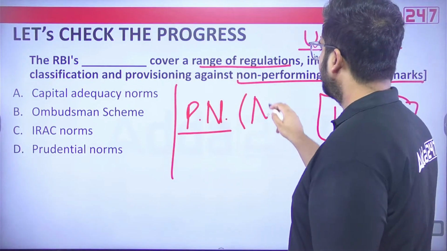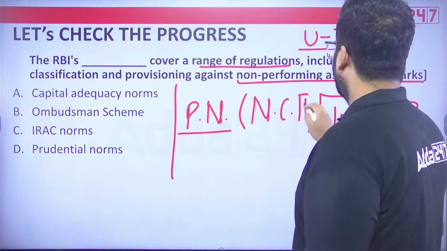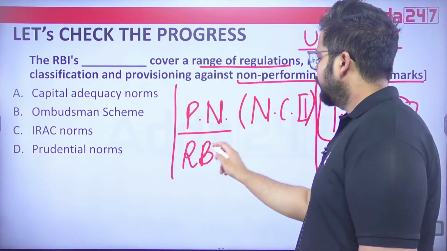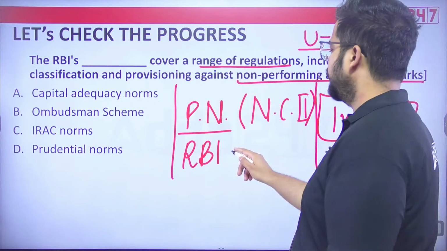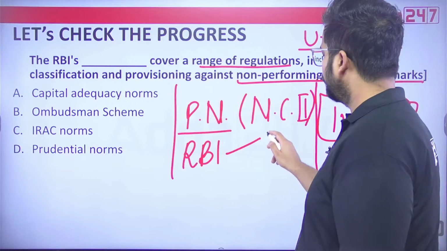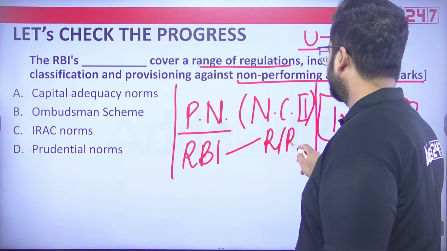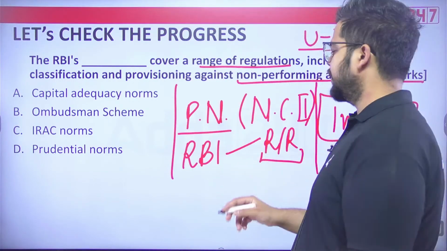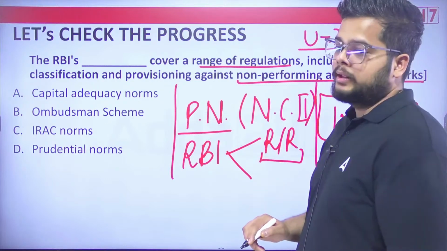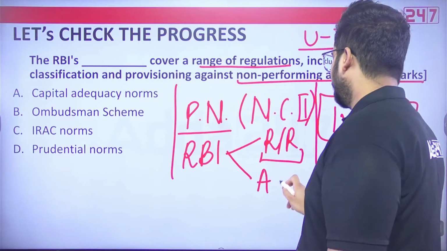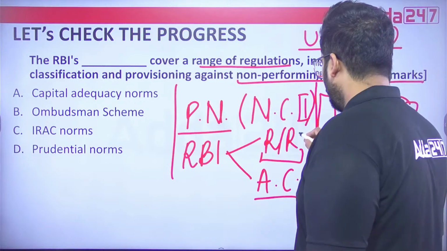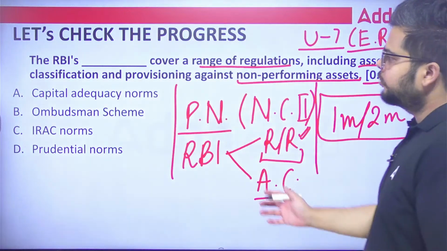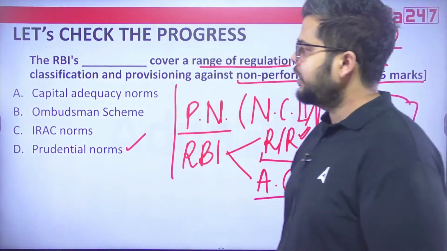Because prudential norms recommended by Narasimham Committee 2 have been implemented by the RBI majorly for 2 reasons only. One, to set up certain rules and regulations pertaining to the credit system, credit delivery in our country. And secondly, for the asset classification of those loans, those credits which we have provided to the customers. Okay, so directly you can say option D will be the right answer.